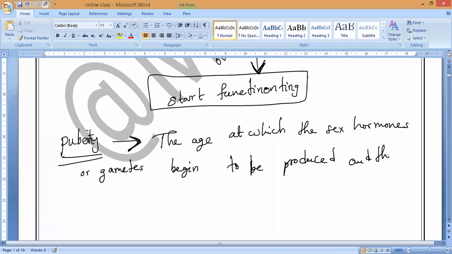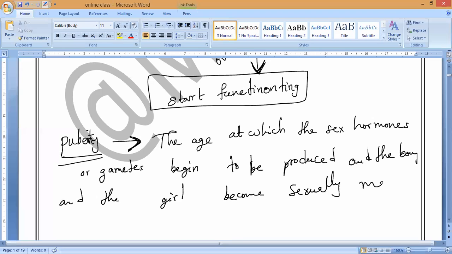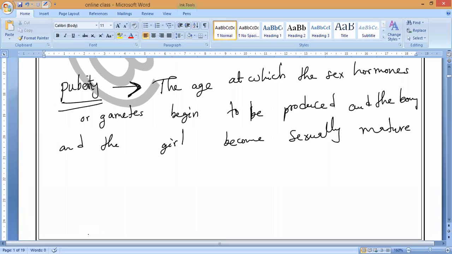and the boy and the girl become sexually mature. What do you mean by sexually mature, guys? It means able to reproduce. That is what sexually mature means: able to reproduce. This is called the puberty period.